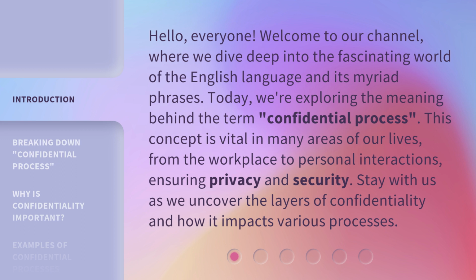Today, we're exploring the meaning behind the term confidential process. This concept is vital in many areas of our lives, from the workplace to personal interactions, ensuring privacy and security. Stay with us as we uncover the layers of confidentiality and how it impacts various processes.